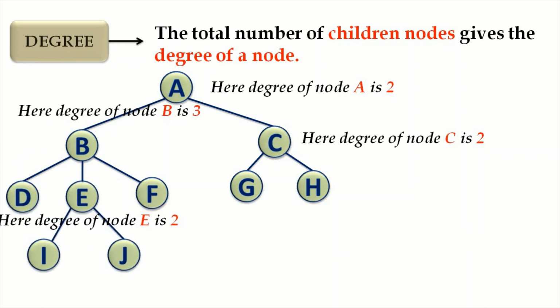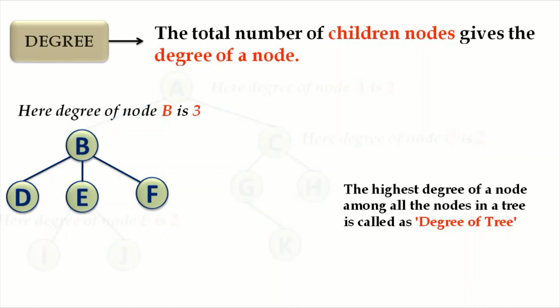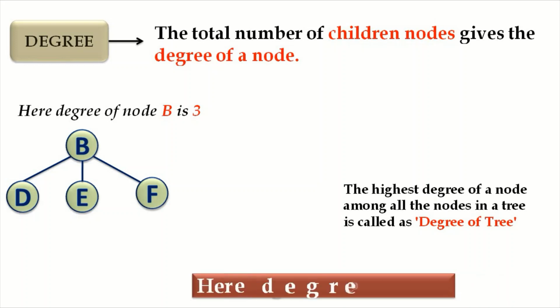Here the degree of E is 2. Here the degree of G is 1. The highest degree of a node among all the nodes in a tree gives the degree of a tree. So to identify the degree of a tree, we need to identify the node with the most children. So B is the node with the most children, 3. So the degree of the tree is 3.